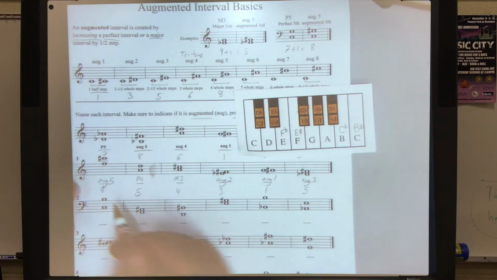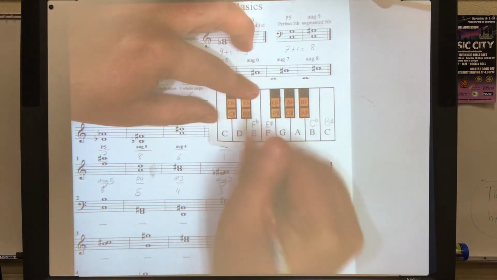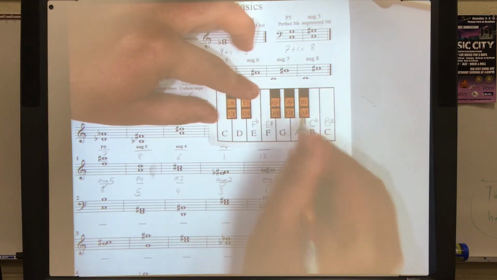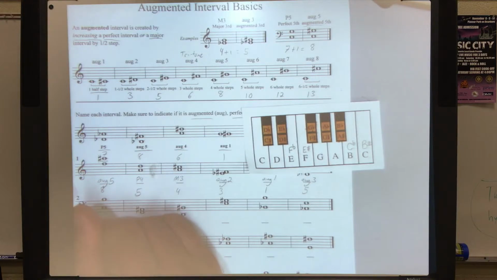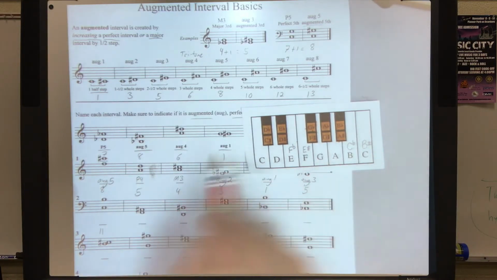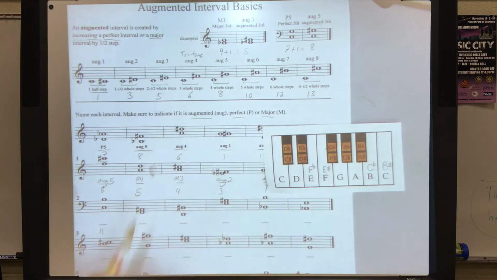We've got a C going up to a B, so let's go ahead and count the half steps. 1, 2, 3, 4, 5, 6, 7, 8, 9, 10, 11. 11 half steps. Okay? Do we see 11 half steps up here? I don't see it. And remember, we're only dealing with augmented, perfect, or major intervals. So, what interval has 11 half steps?